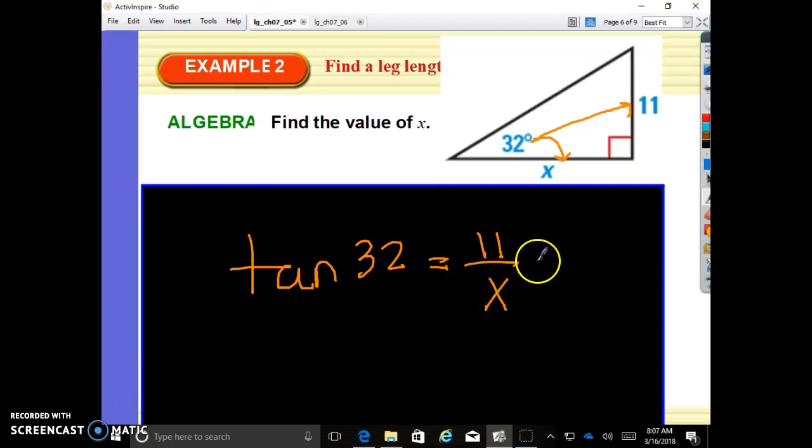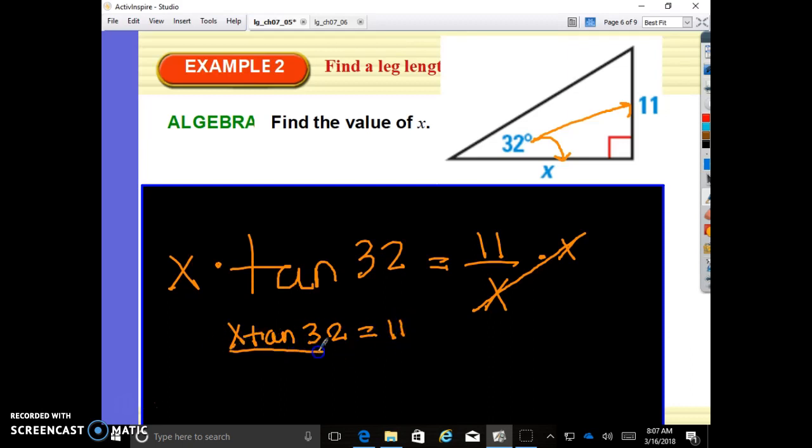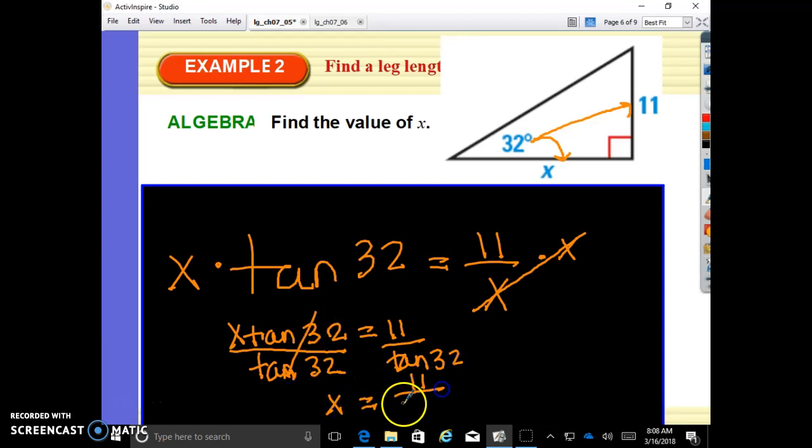So to get x by itself, I'm going to multiply by x on both sides. I don't want it in the denominator. So now I have x tan 32 equals 11. Once again, I want x by itself, so it's being multiplied by tan, so I need to divide out that tan 32 to get rid of it. Now I'm left with x equals 11 divided by tan 32.